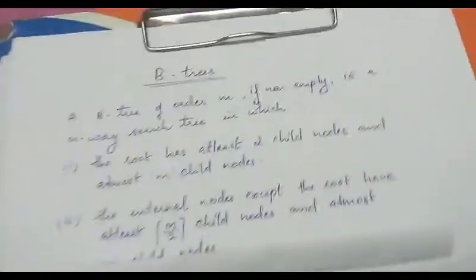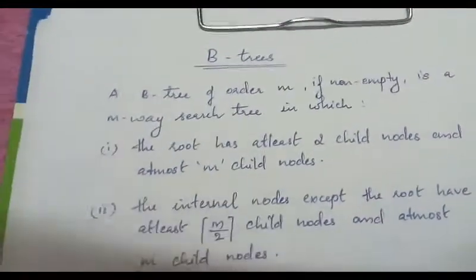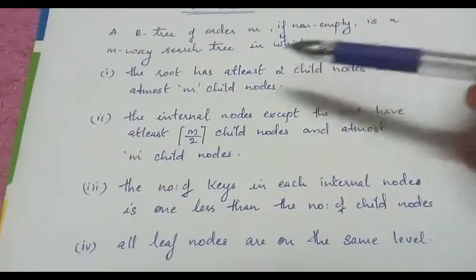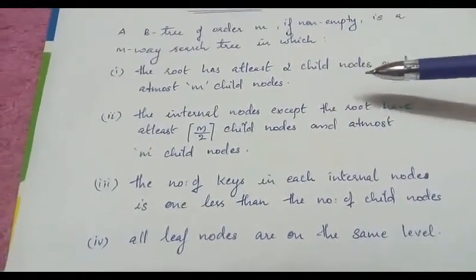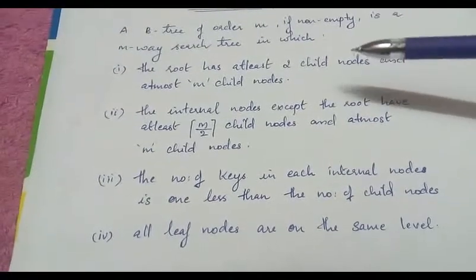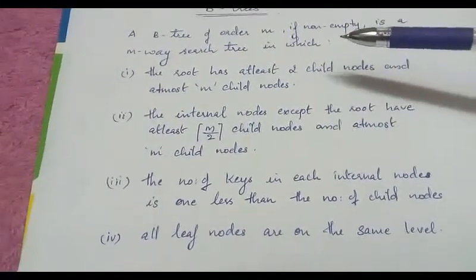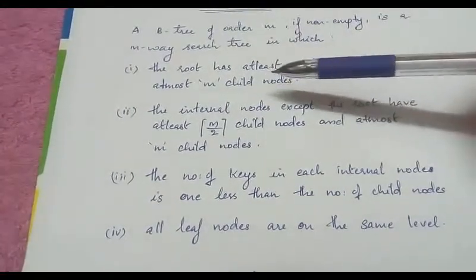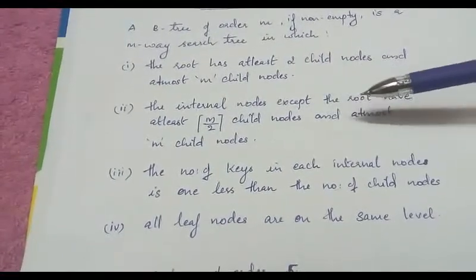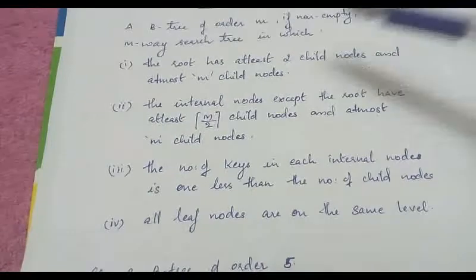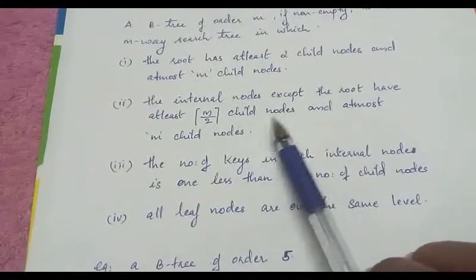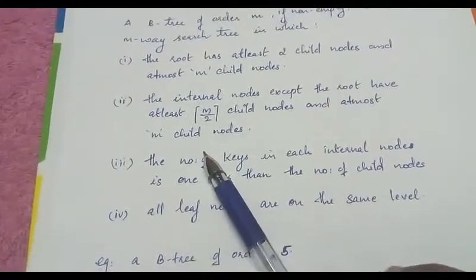Now the definition of a B tree. A B tree of order M, if non-empty, is an M-way search tree which should follow the following conditions. The first condition is that the root has at least 2 child nodes and at most M child nodes. That is, the root of a B tree of order M should have at least 2 child nodes and a maximum of M child nodes. The internal nodes in a B tree except the root must have at least M/2 child nodes, and a maximum of M child nodes.